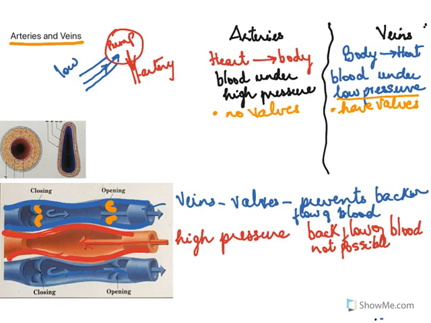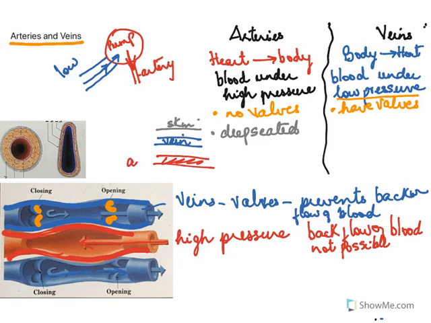Another important difference is arteries are deep seated. They are present below the skin. If you have the skin here, an artery will be present way below, but a vein would be present higher up. So arteries are deep seated, and veins are not deep seated, they're superficial. These are all in the notes.